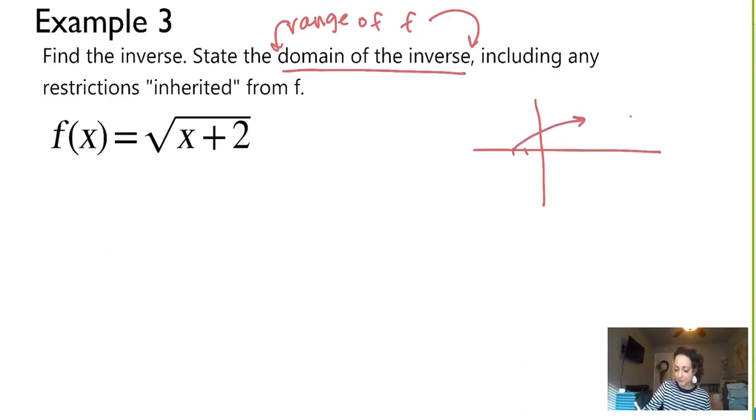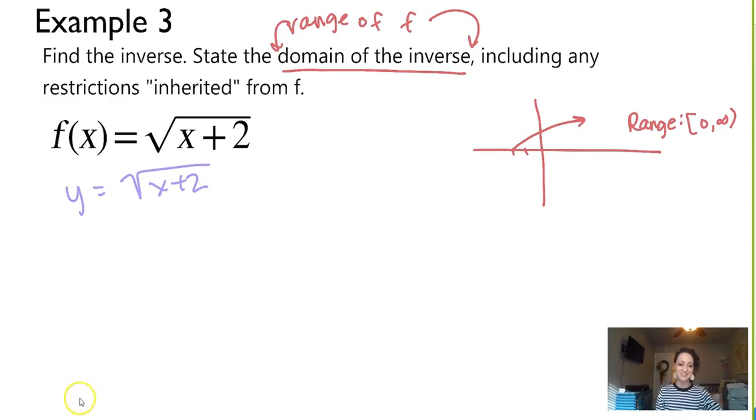Now what is the range of this original function? It goes from y equals 0 to infinity, right? So that's going to be my domain of the new function. Okay, so let's go ahead and apply our strategy here. Let's do the first step together. So we've got y equals square root of x plus 2. Why don't you take it from there and hit continue when you are ready to see the answer.